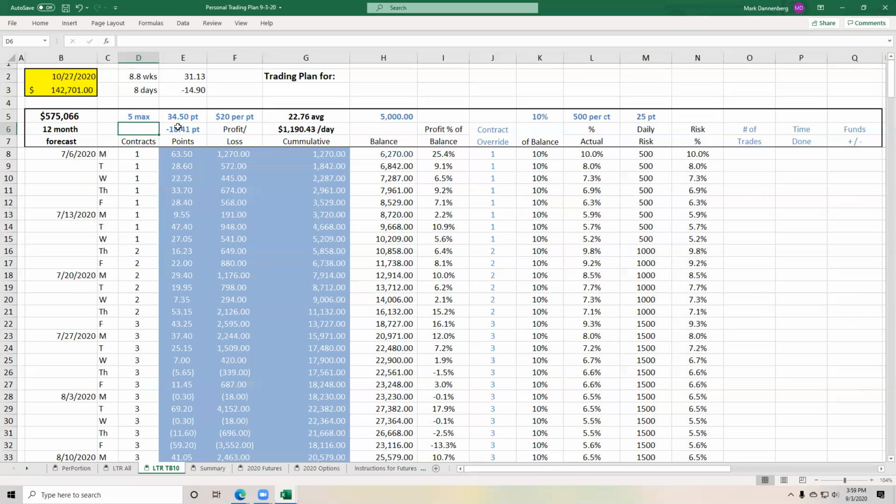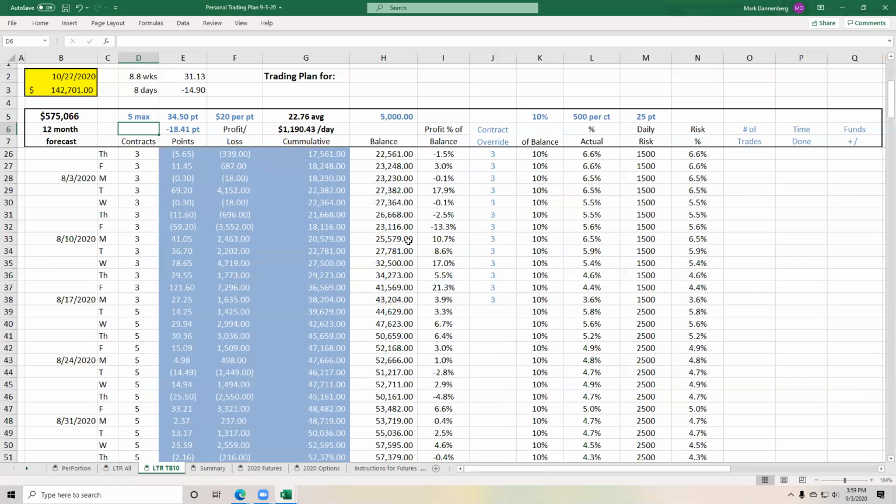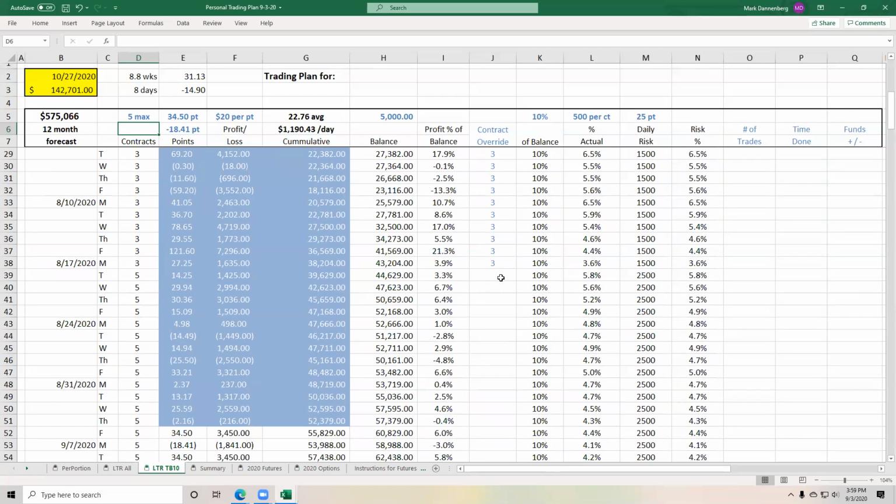5 contracts at $500 per contract for margin to open a trade is $2,500. Because there's a 10% limiter, you need $25,000 in the account in order to open 5 contracts. So you can be assured that you will never get to 5 contracts until that 10% of the balance qualifier is met.